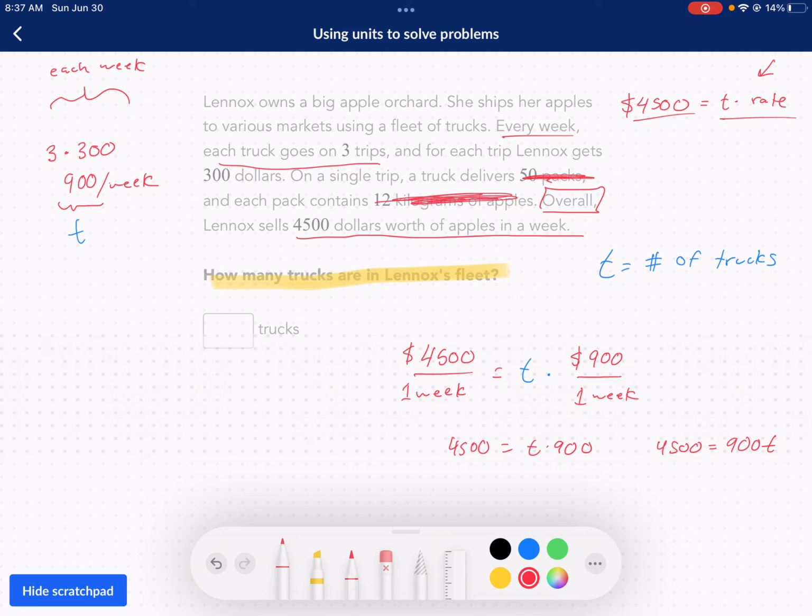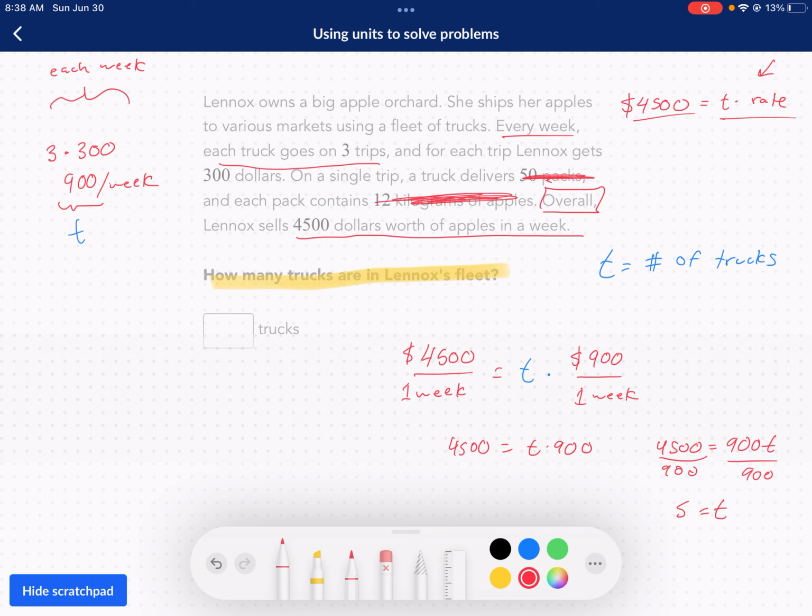Another thing you could do is cross multiplication, but in this case, I think it's easier just to do this. So we're going to divide by 900 here, and we get 5 equals T. So there's 5 trucks. 5 trucks times 3 trips each is 15 trips times $300, and that will get you 4,500. So we have 5 trucks in this fleet, and that's the way you do this.